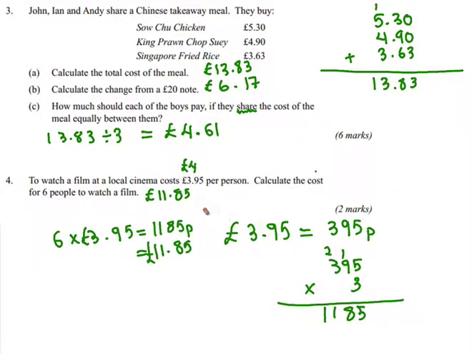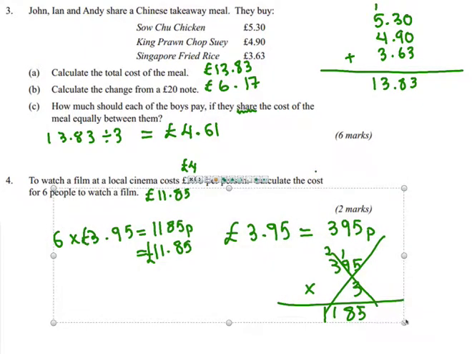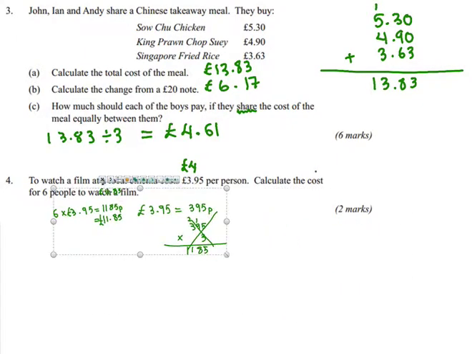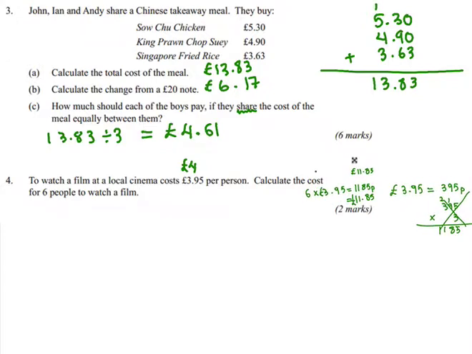So where did I make the mistake? We did £3.95 times 3. So this should have been a 6. And starting over again. I'm going to leave my error over here. Remember, approximation is a good skill to use. Everyone uses it, even teachers use it.